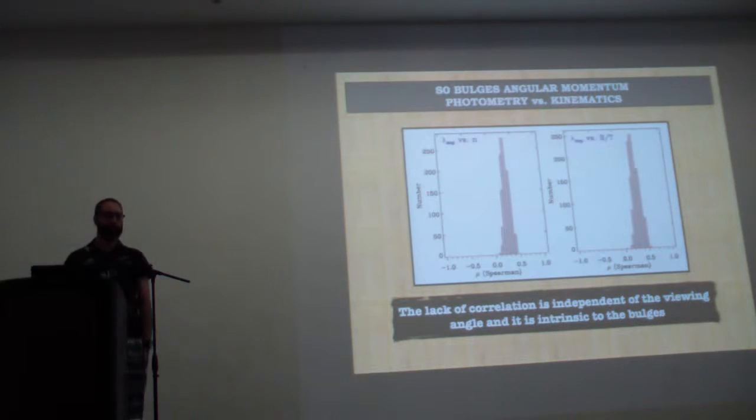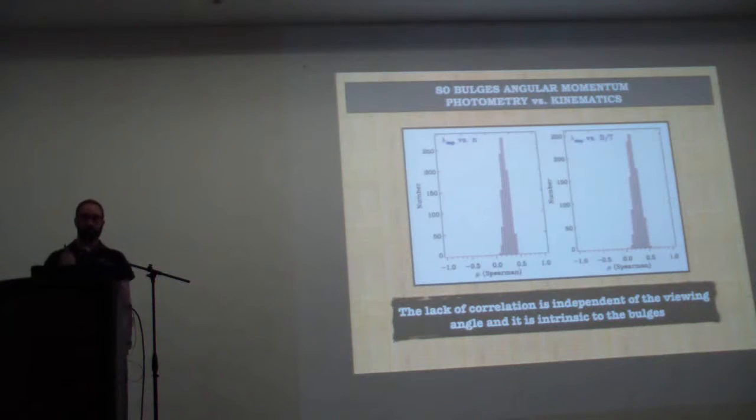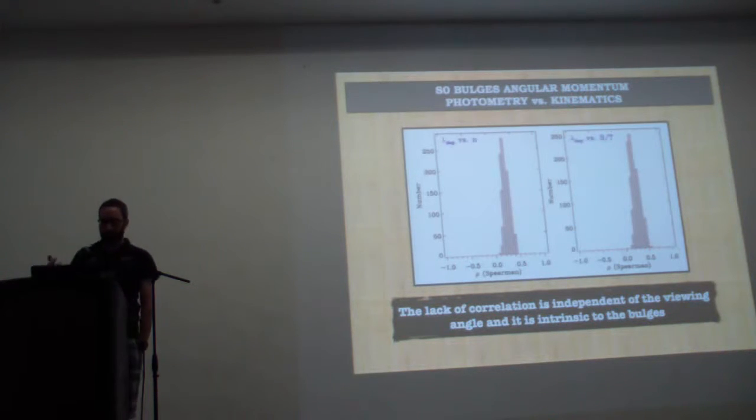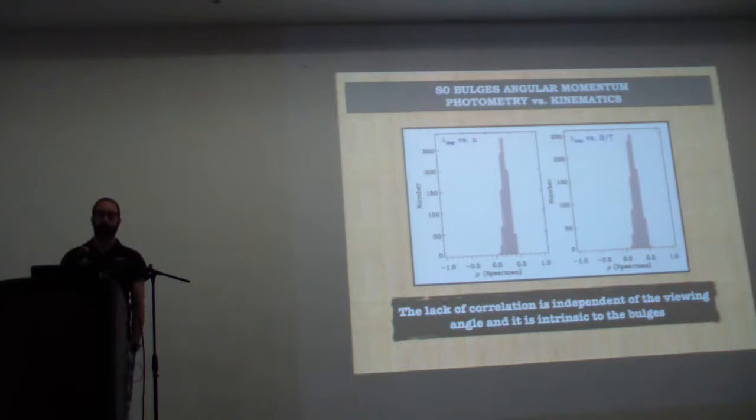So what we can tell from this is that this lack of correlation is not dependent on inclination effects in the lambda epsilon diagram, but is intrinsic to our bulges. And then our explanation for this could be that in our sample, most of the bulges, or at least most of the bulges which are driving this kind of correlation, were formed by major mergers.